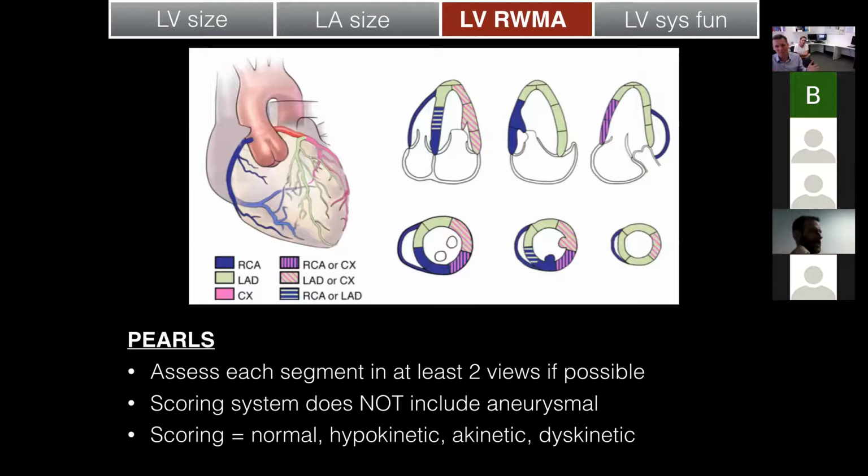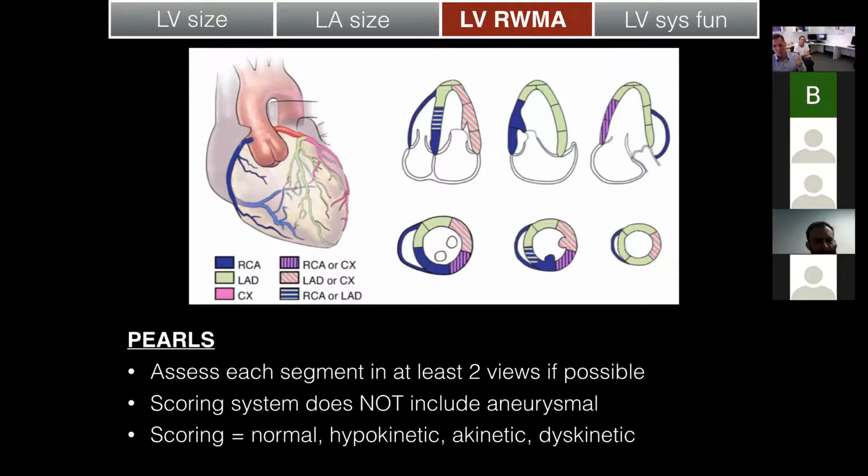Regional wall motion abnormalities. This is at best a guideline. I think we all know from looking at angios and all the rest of it that the coronary arteries can be in areas that are outside of this, but this is the general idea that if that's your left ventricle, the LAD sort of supplies the anterior section, the circumflex does the side, and the right coronary does underneath, and there's overlap between them.